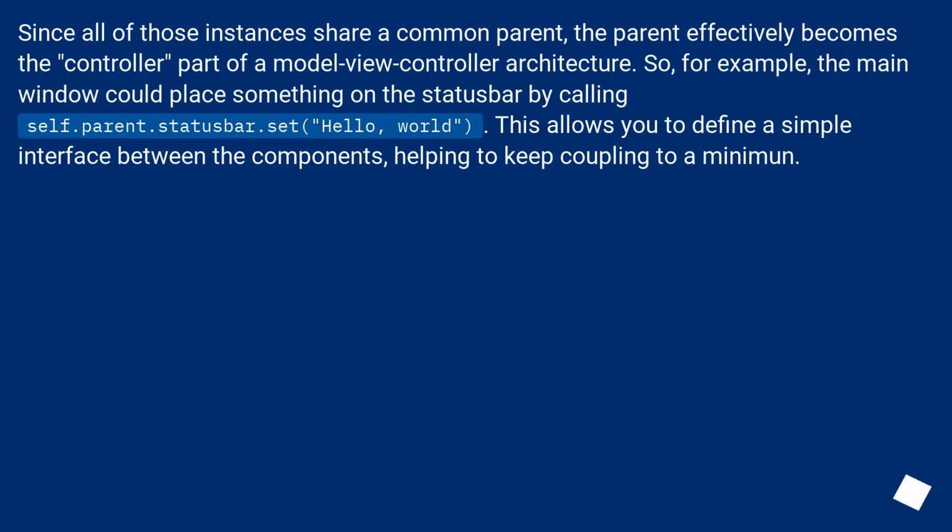Since all of those instances share a common parent, the parent effectively becomes the controller part of a model-view-controller architecture. So, for example, the main window could display something on the status bar by calling self.parent.statusbar.set("Hello world"). This allows you to define a simple interface between the components, helping to keep coupling to a minimum.